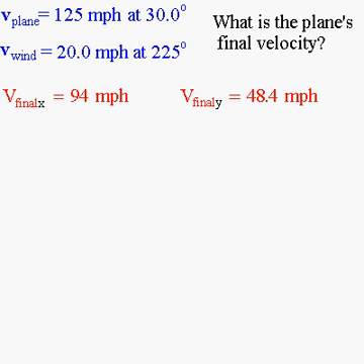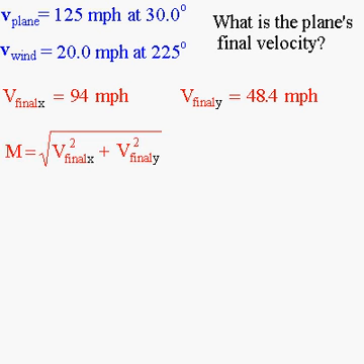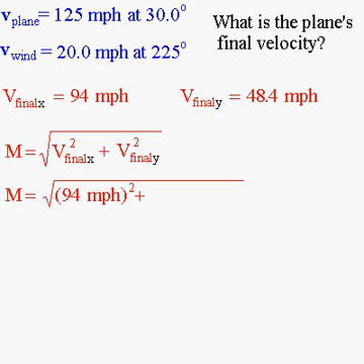Now all we have to do is convert that into magnitude and direction. Well, the magnitude is simply the square root of the square of the x component plus the square of the y component. The x component is 94 miles per hour, the y component is 48.4 miles per hour. We square each of them, add them, and then take the square root to get 106 miles per hour. Now remember, this is like addition, so we look at decimal place. Since 94 goes out to the ones place, our answer can only go out to the ones place as well.